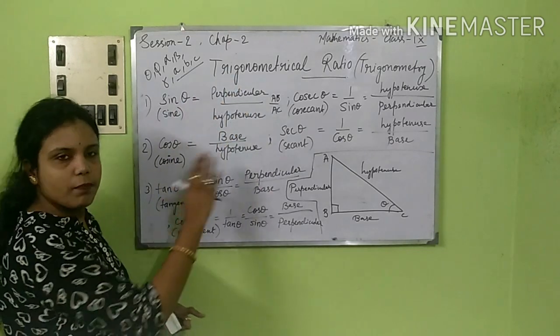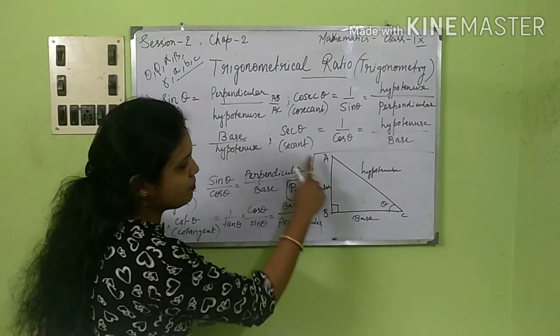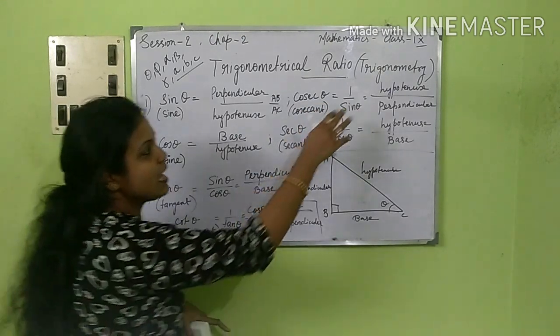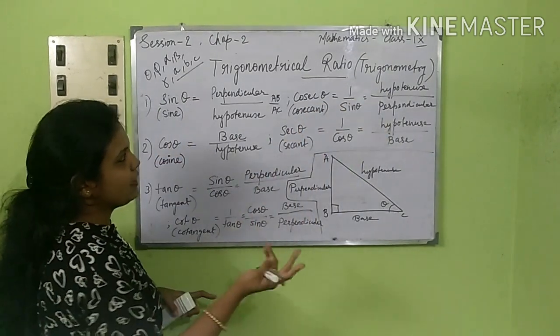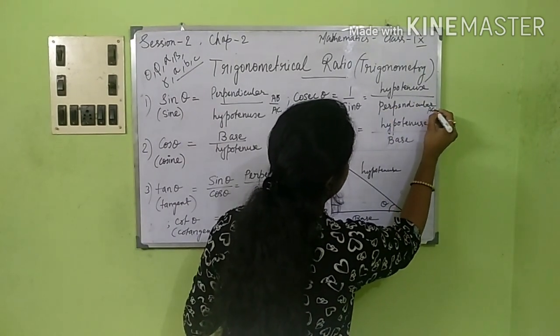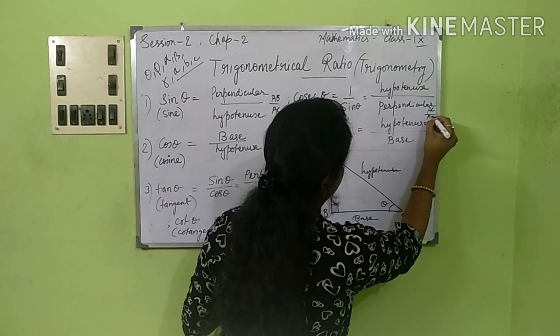Sine theta is perpendicular by hypotenuse, accordingly it is AB by AC, and cosec theta is the reciprocal of sine theta, that is hypotenuse by perpendicular. In the other way you can also write this as AC by AB.